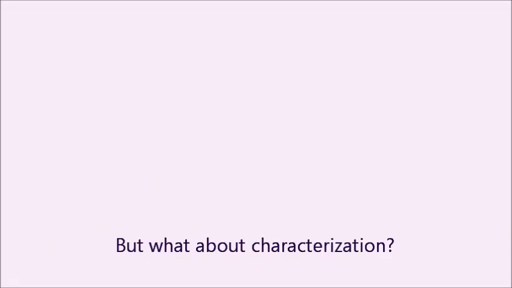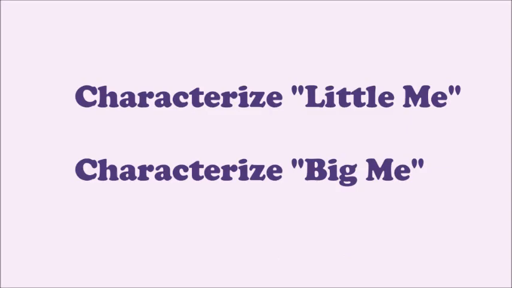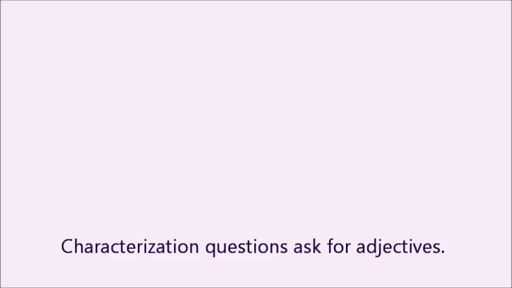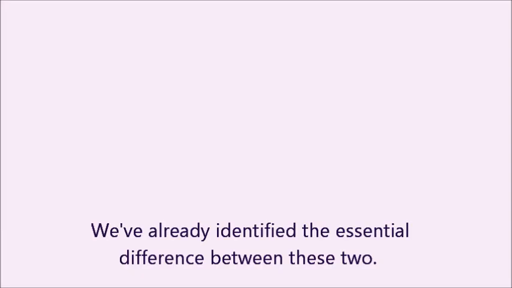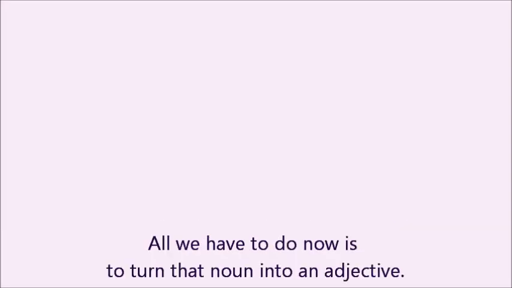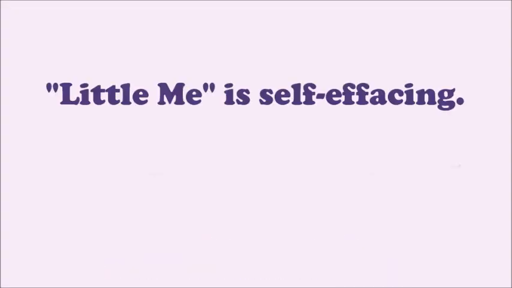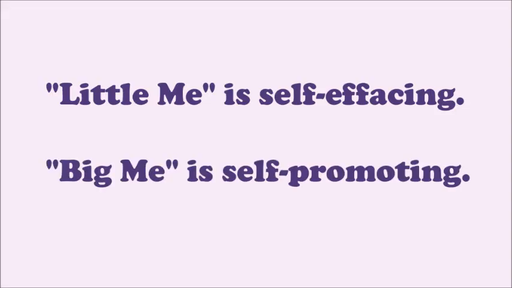But what about characterization? Characterize little me. Characterize big me. Characterization questions ask for adjectives. We've already identified the essential difference between these two. All we have to do now is to turn that noun into an adjective. Little me is self-effacing. Big me is self-promoting.